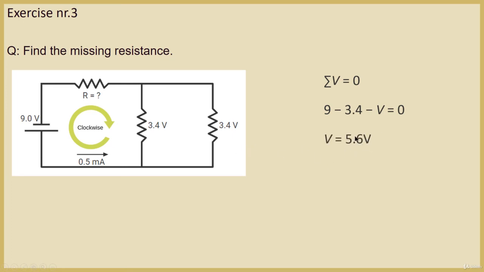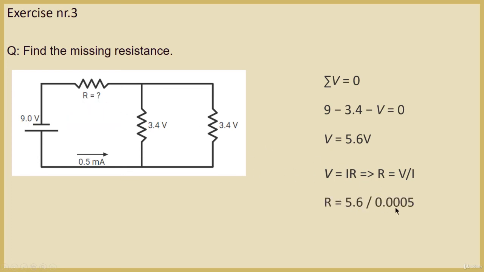If we know the voltage across this resistor and the current flowing in this path, we can find the resistance very easily using Ohm's law, right? Ohm's law states that the voltage is equal to current times resistance, and from this, resistance is equal to voltage divided by current. And now if we replace the values for the voltage and current, we get a resistance of 11 kilo ohm.